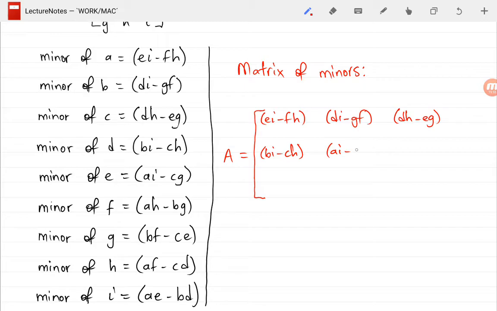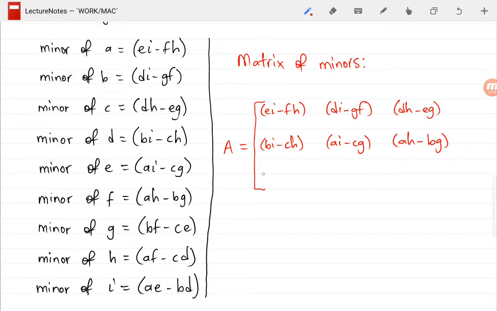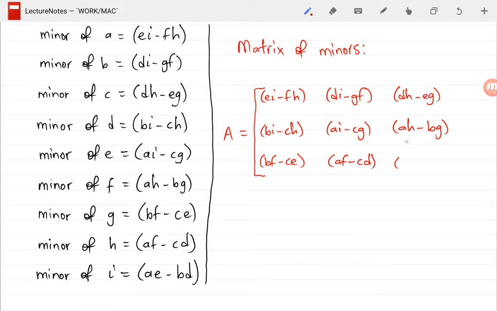Okay, so this is going to be E: AI minus CG. And F is AH minus BG. And that's going to be G here: BF minus CE. And H, we're going to have AF minus CD, and here we're going to have AE minus BD, and I think we should be done. So here we go, we have a matrix of minors.